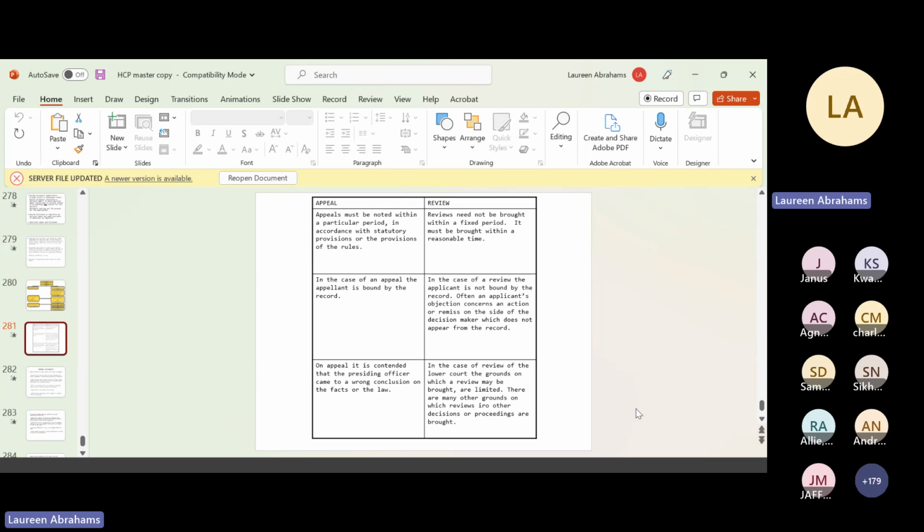Apart from the fact that the review doesn't have a fixed time when you must bring it, a review application must be brought within a reasonable time, whereas an appeal, you must apply for leave to appeal 15 days after the judgment has been handed down. If you're going to bring it in writing, you have 15 court days to bring it, right? On appeal, it is contended that the presiding officer came to a wrong conclusion on the law. In the case of the review, you say that he didn't apply his mind, he didn't allow evidence, he was biased, all of those grounds that we looked at before. So that is the basic difference between the two procedures.